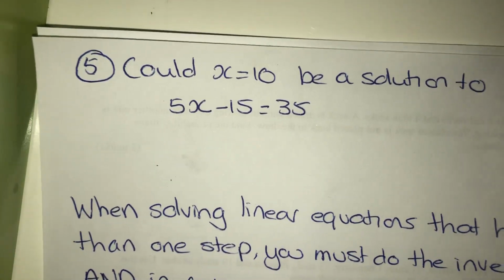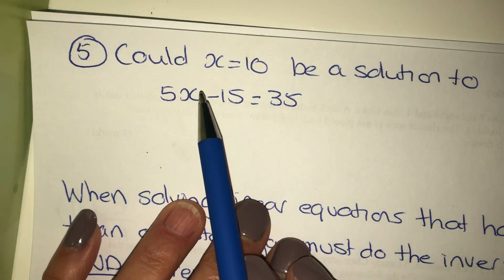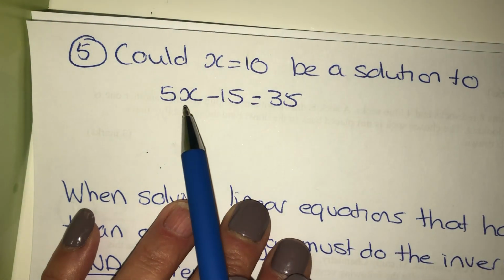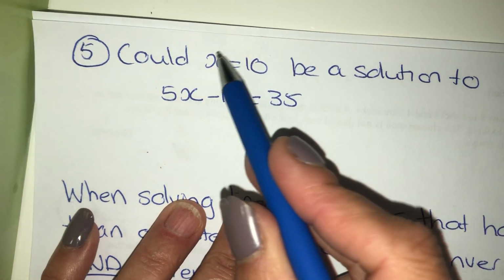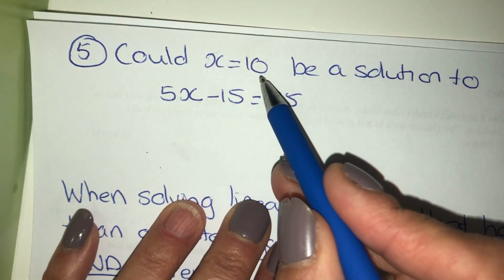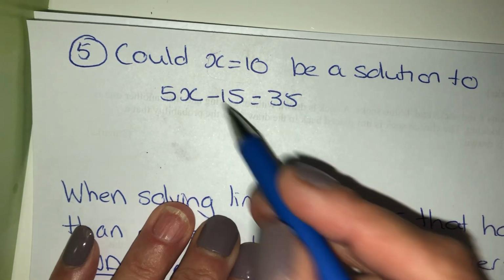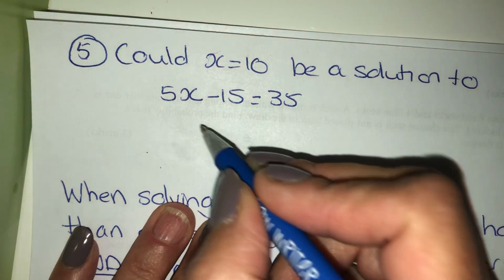The next kind of questions you're going to do are this, if you could please copy. Could x equal 10 be a solution to 5x minus 15 equals 35? Please press pause while you write this out. Okay, so this time we have a value for x. The value is x equals 10. So we're going to substitute that where there is an x and see if the answer works. This is what we were talking about before. Does the left-hand side equal the right-hand side?